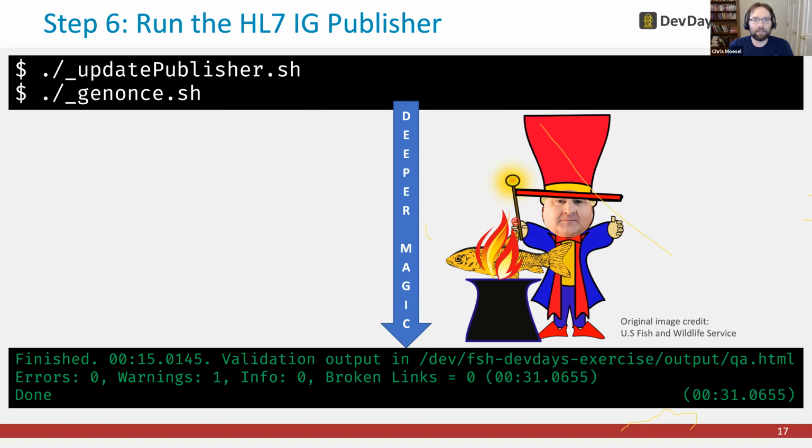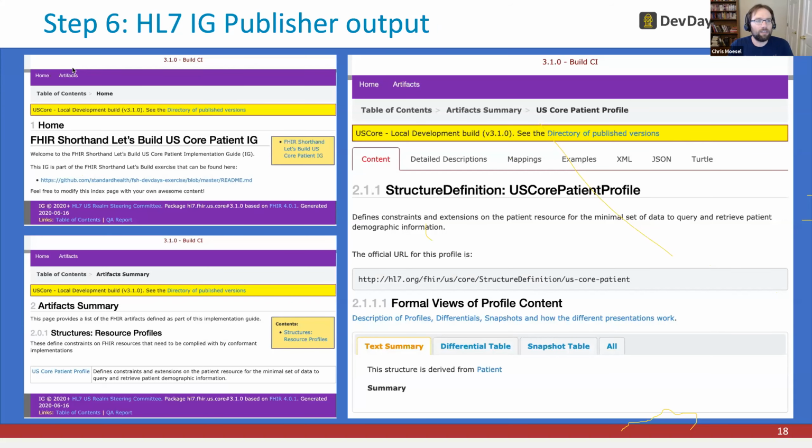And if everything goes in your favor there, then you will get a message, something like you see at the bottom of the screen. And everybody will be happy. And when you look at your IG, you'll actually see some pages. On the top left, you'll see a home page. On the bottom left, you can see the artifacts page that gets generated, and you can see that there's a US core patient profile listed there. And then on the right-hand side, we actually have the US core patient profile that we just created.